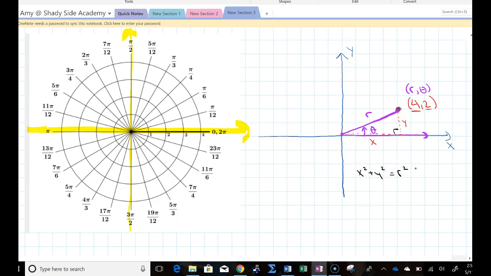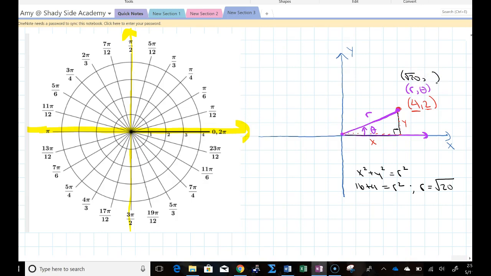And in fact, you know what, boys and girls? X squared plus y squared will always equal r squared, because you can craft here a right triangle. So if x is 4 and y is 2, I get 16 plus 4 equals r squared. So r equals the square root of 20. So this point here is the square root of 20, comma.